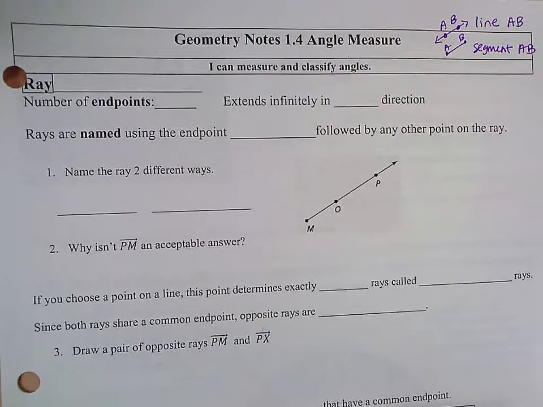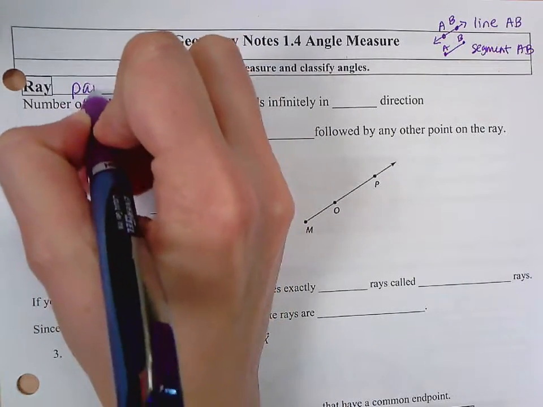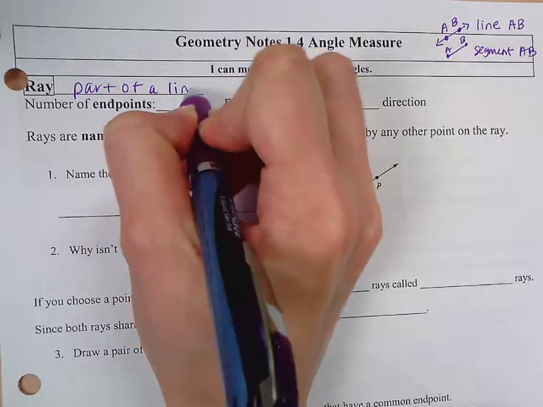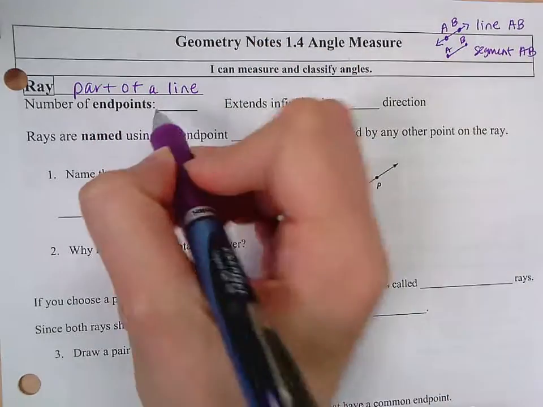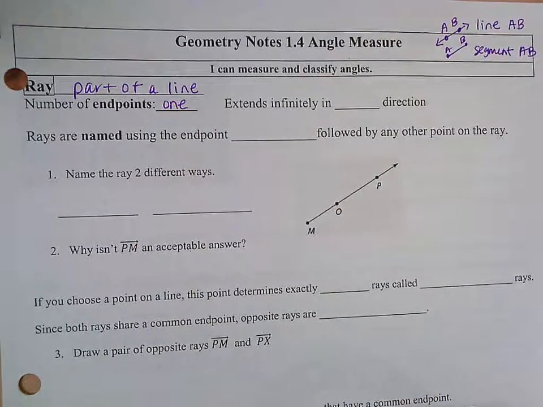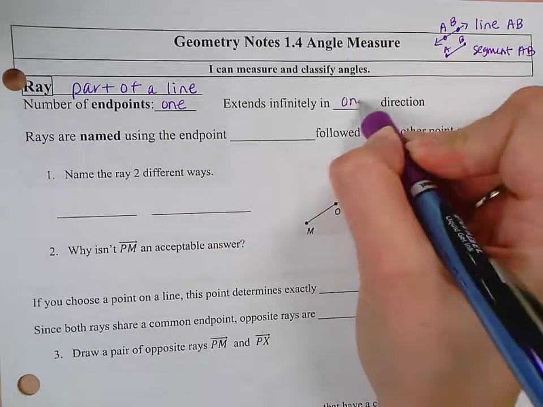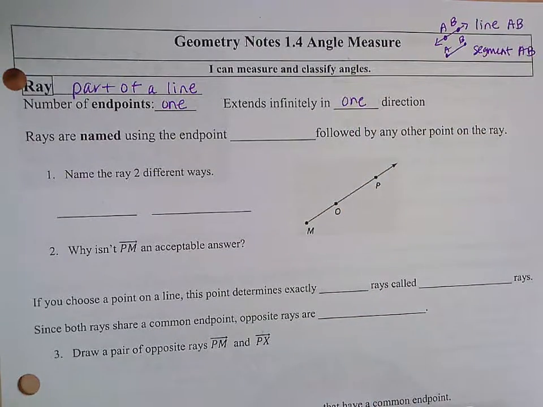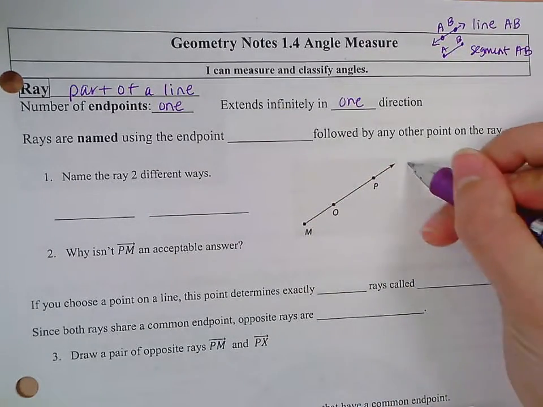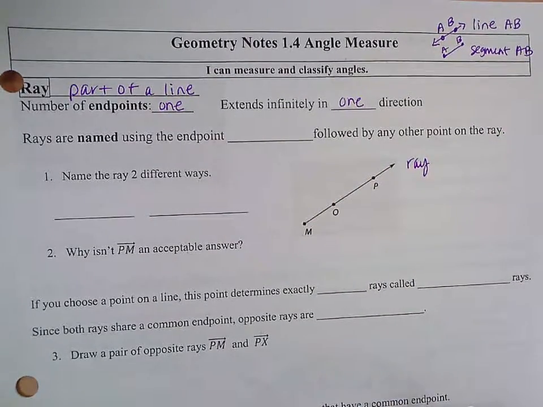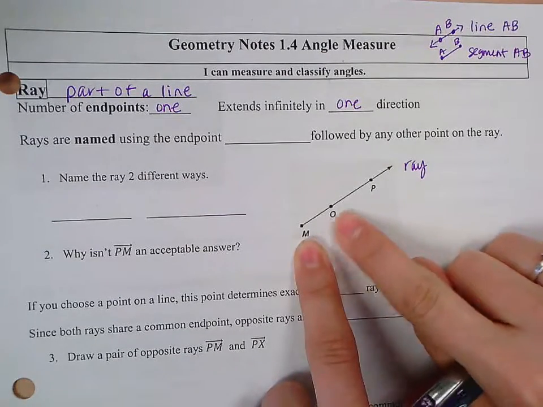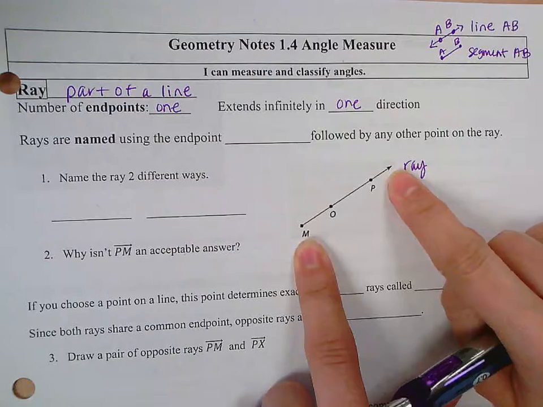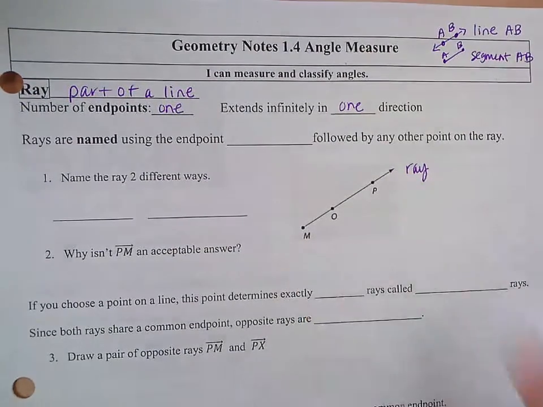So a ray is part of a line, and it has one endpoint. So number of endpoints below that there is 1. And then it extends infinitely in one direction. So this here is a ray, and you might be familiar with rays already. So notice there's one endpoint, and then it extends infinitely in one direction. So there's an arrow at one end, an endpoint at the other end. So a line has 2 arrows, a segment has 2 endpoints, a ray has 1 endpoint and 1 arrow.